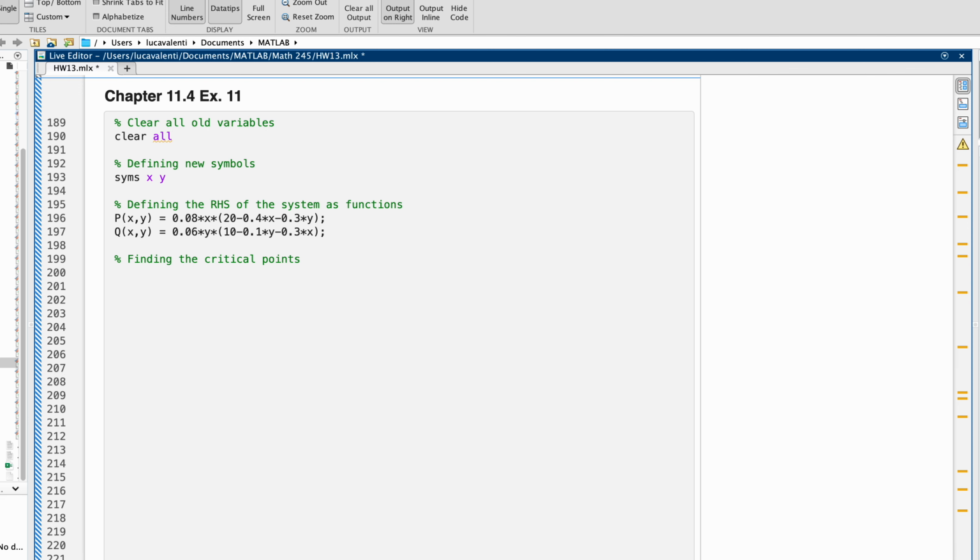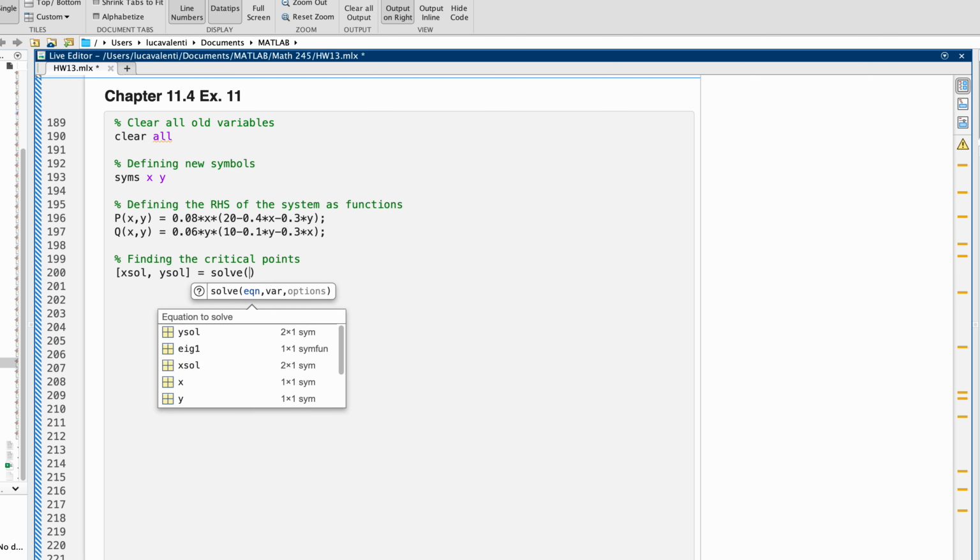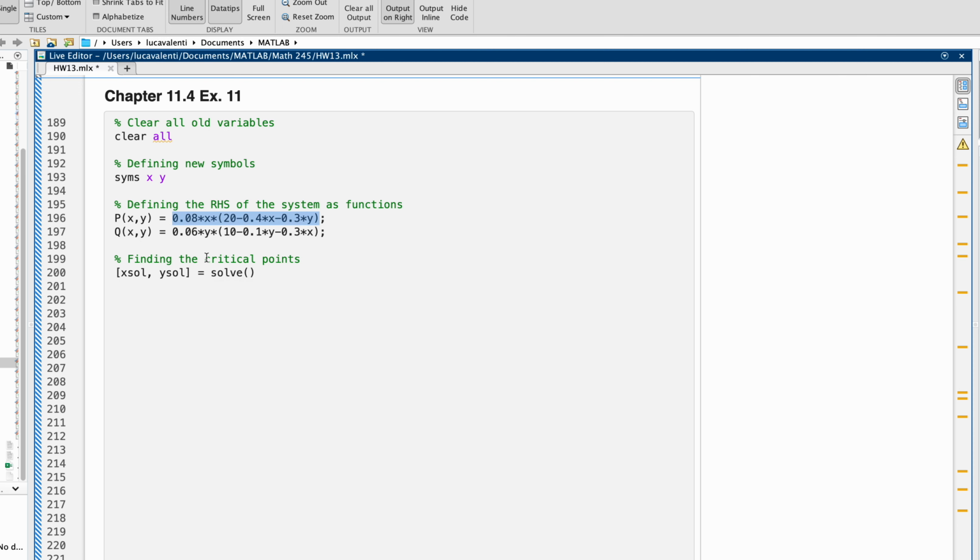Well, now that we have this, we're going to find the critical points. The critical points are going to be output in xsol, ysol, which is usually how I call them, but you can call them anything you want. We're going to use the solve command right here. And what do we need to put inside? Well, the equations that we want to solve. So this is the right-hand side, and the left-hand side needs to be equal to 0 because these are first-order differential equations, and critical points happen when the slope is 0, which is when the first derivative is 0. Okay, now we need to tell it what to solve for.